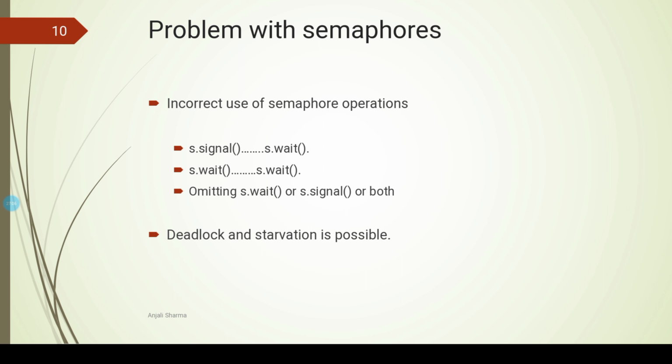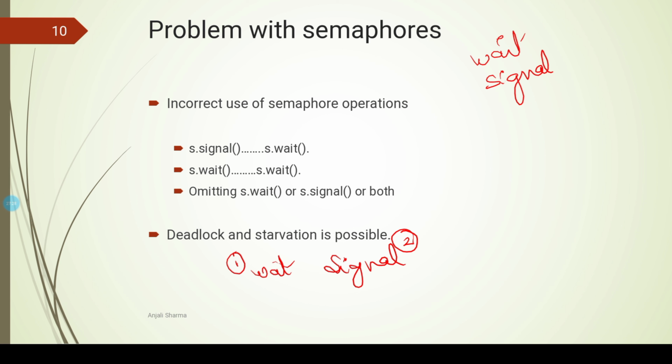The incorrect use of wait and signal operations can give rise to deadlock and starvation also. Let us suppose that the order of wait and signal should always be this only. First, there should be the wait operation, and then second, there should be the signal operation. Remember, wait is in the entry section and signal is in the exit section. Suppose that we perform the opposite ordering.